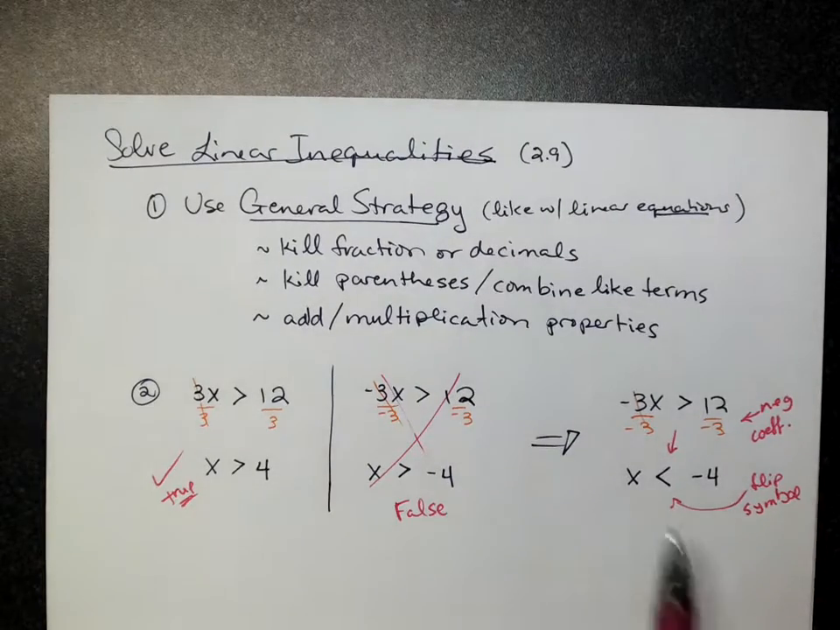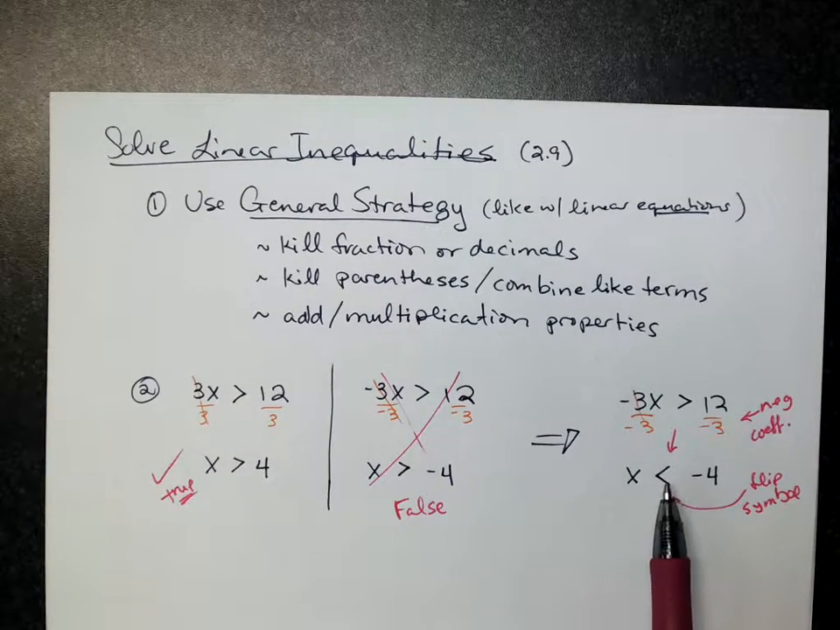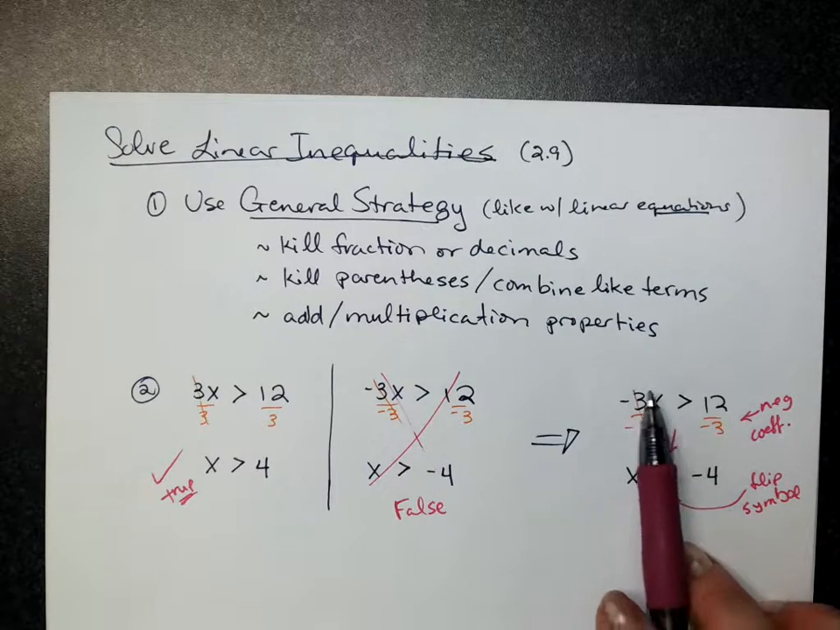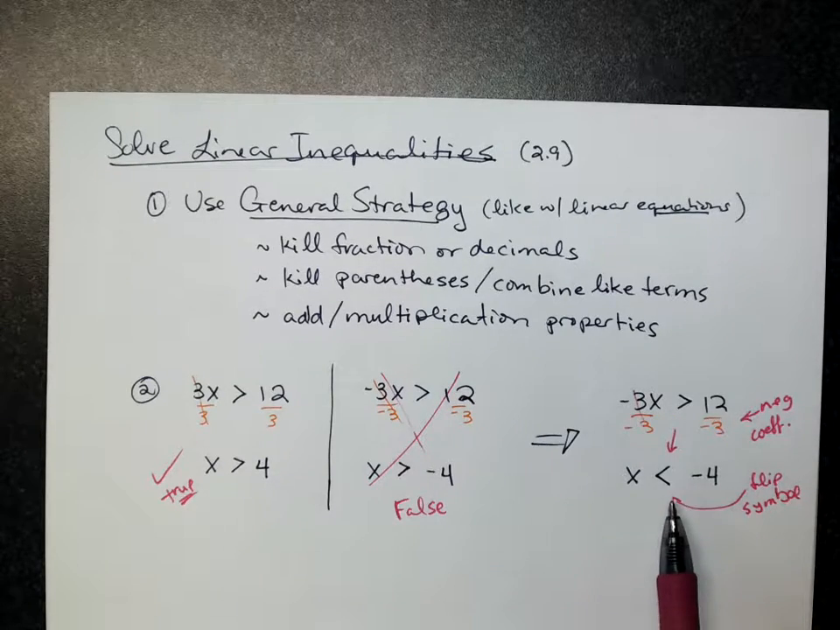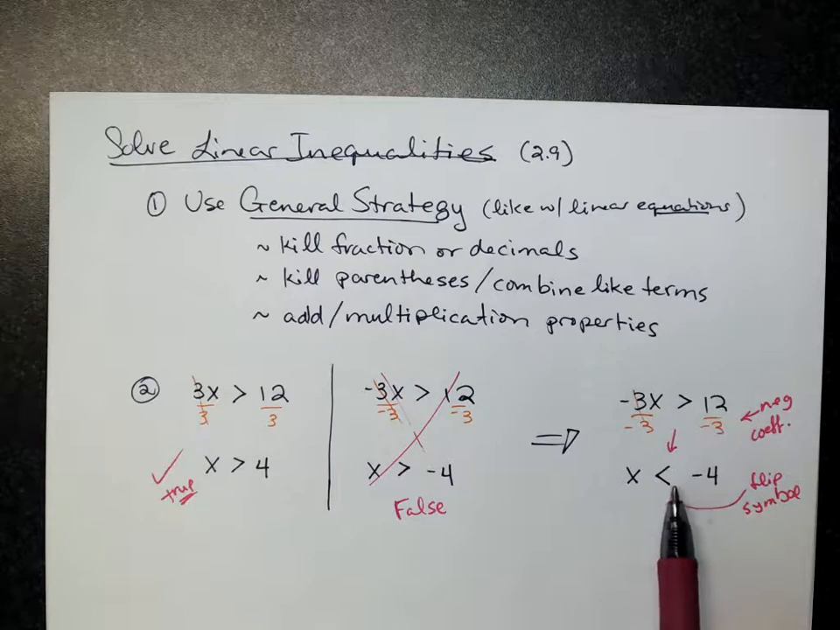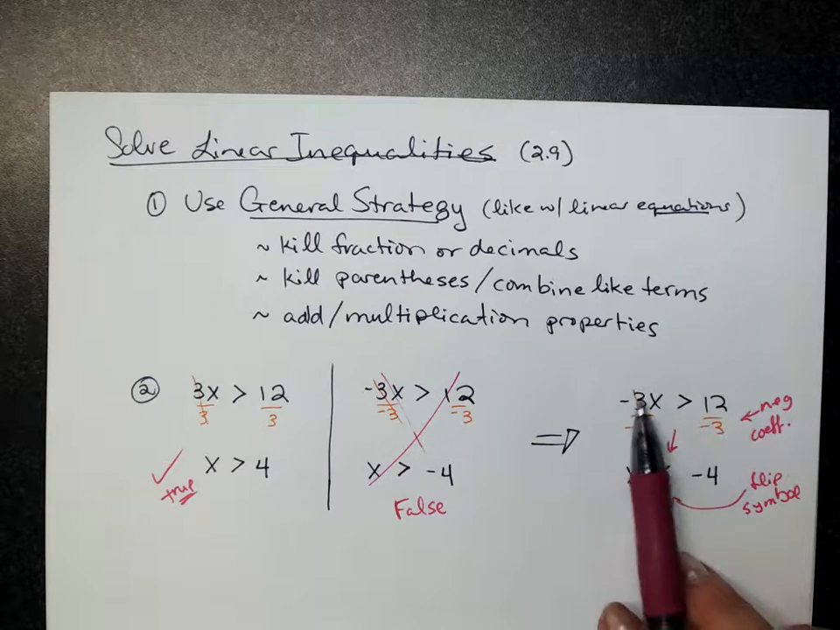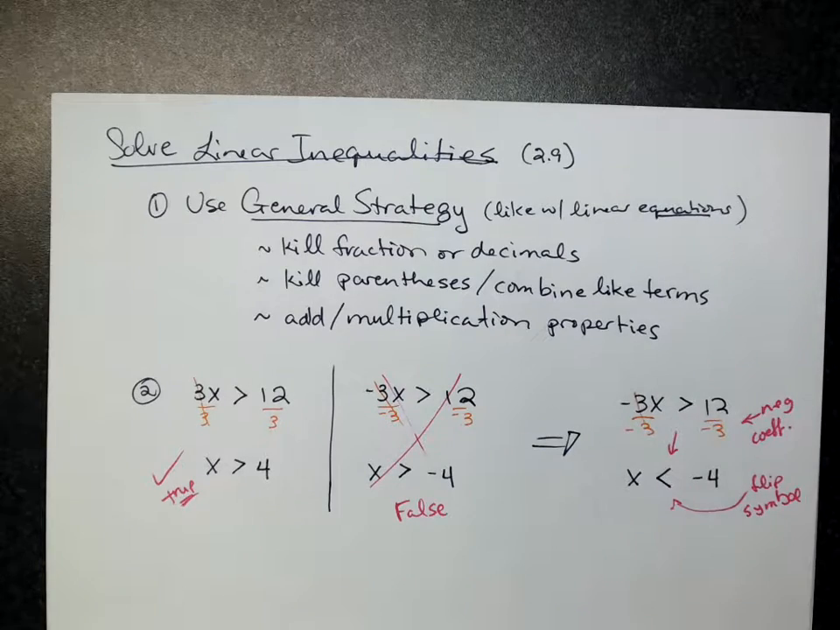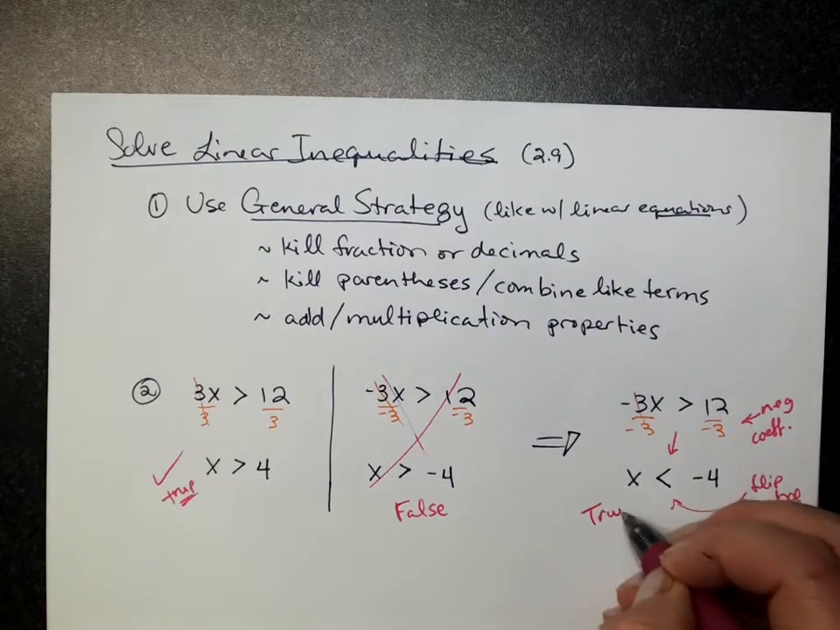And that will then make it true. Less than negative 4 would be 0, for example, and negative 3 times 0 is 0. Well, hold on, 0 is greater than negative 4, so that would make it false. Less than negative 4 would be, say, negative 10, which gives us positive 30, greater than 12, and that's true. So that will make this true.